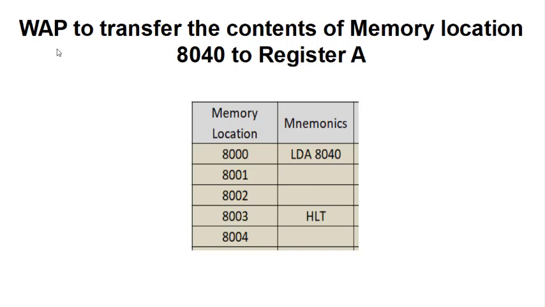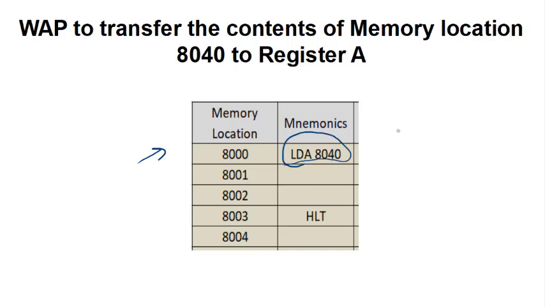What we have to do is write a program to transfer the contents of memory location 8040 to register A. So it is just one single instruction that is required. At 8000, we write LDA 8040.